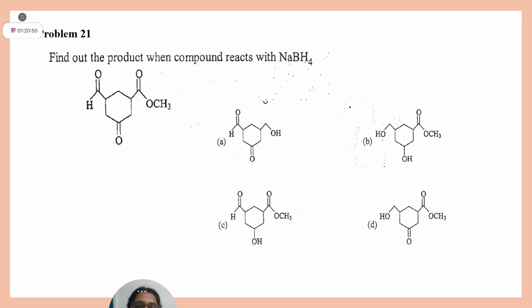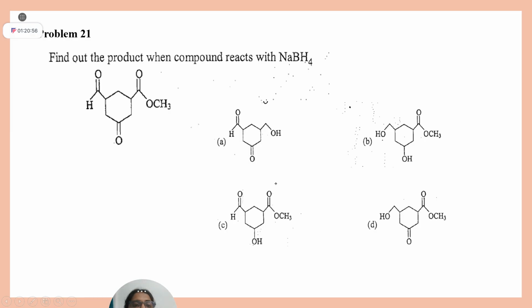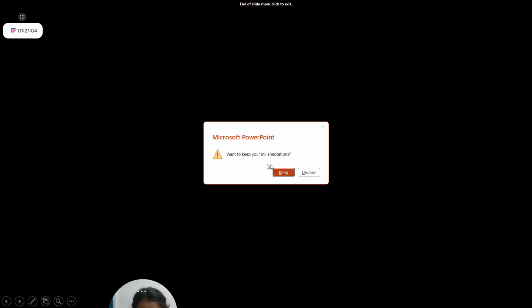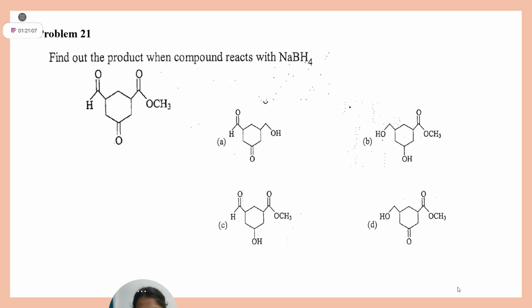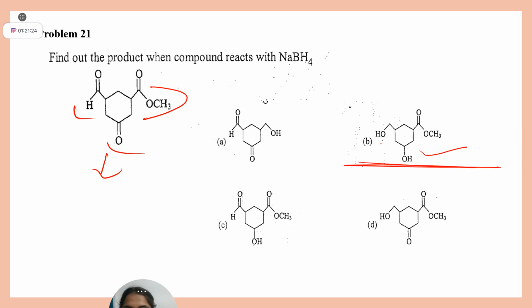Okay, the last problem for today's session is, I think, the last. Find out the product when this compound reacts with sodium borohydride. Students, you know very well that sodium borohydride can reduce this, but not this. So the product which has the ester intact and the other two functionalities converted into alcohols. Only option is option number B. Yes or no? The correct answer is option number B.